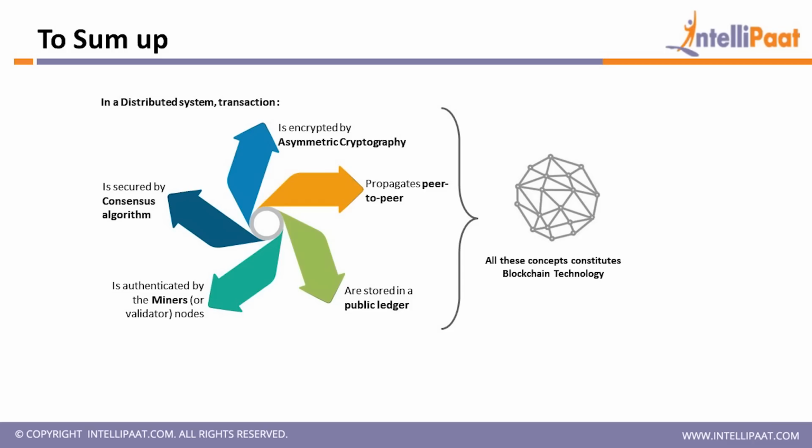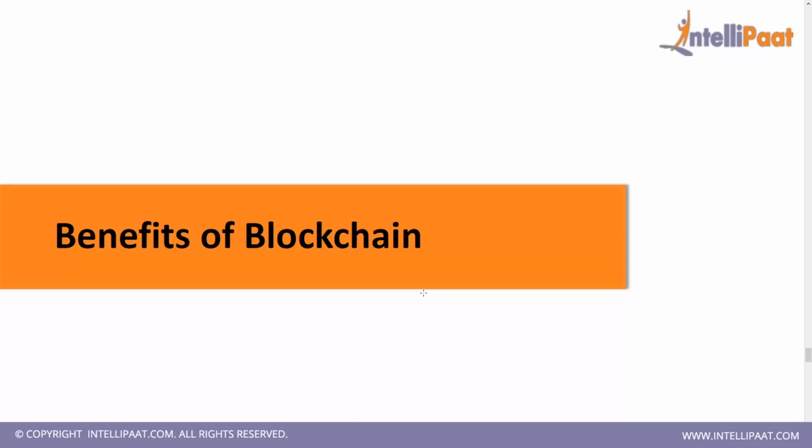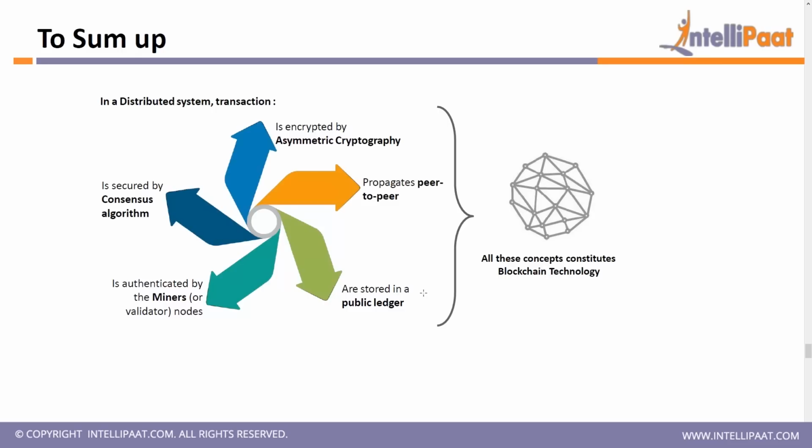To sum up, in a distributed system, the blockchain transaction is encrypted by asymmetric cryptography, propagates peer-to-peer, is stored in a public ledger, is authenticated by miners or validator nodes, and is secured by a consensus algorithm. So these six pointers sum up blockchain technology and are significant pillars of any blockchain design and network, making it unhackable, immutable, secure, transparent, and distributed. We have already discussed transactions, validators, miners, proof of work, and currency generation, and how the system is hack and cheat proof. So these conditions and properties make blockchain really secure, meeting the current market needs of security and trust that only blockchain can maintain.